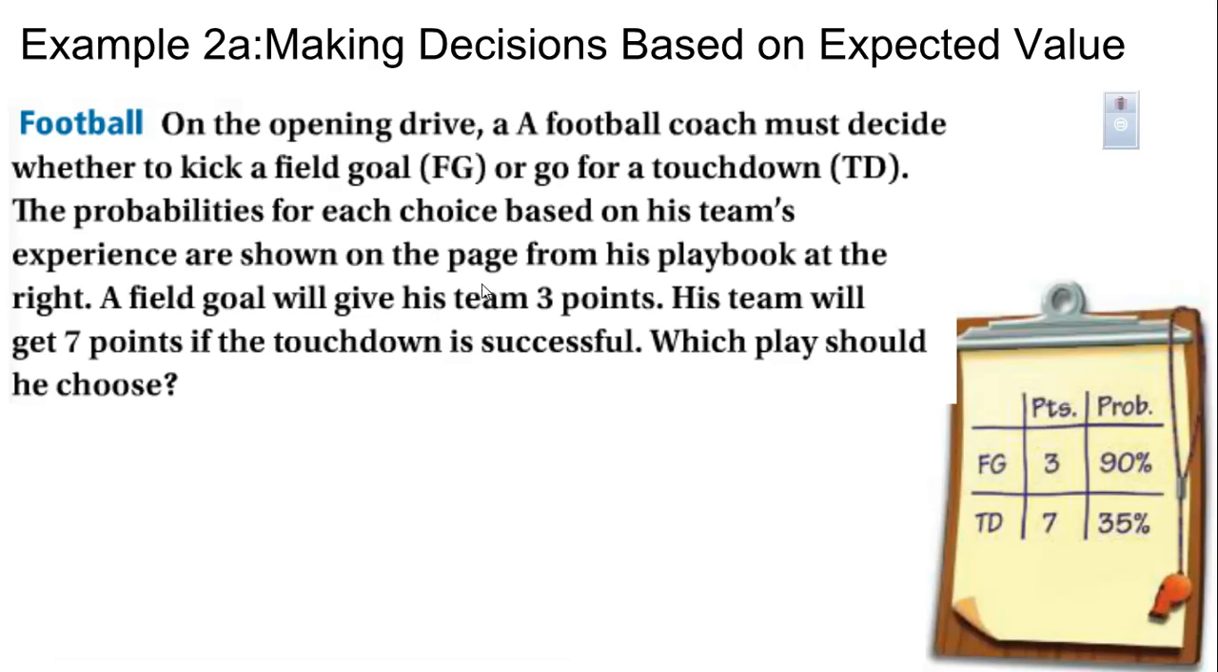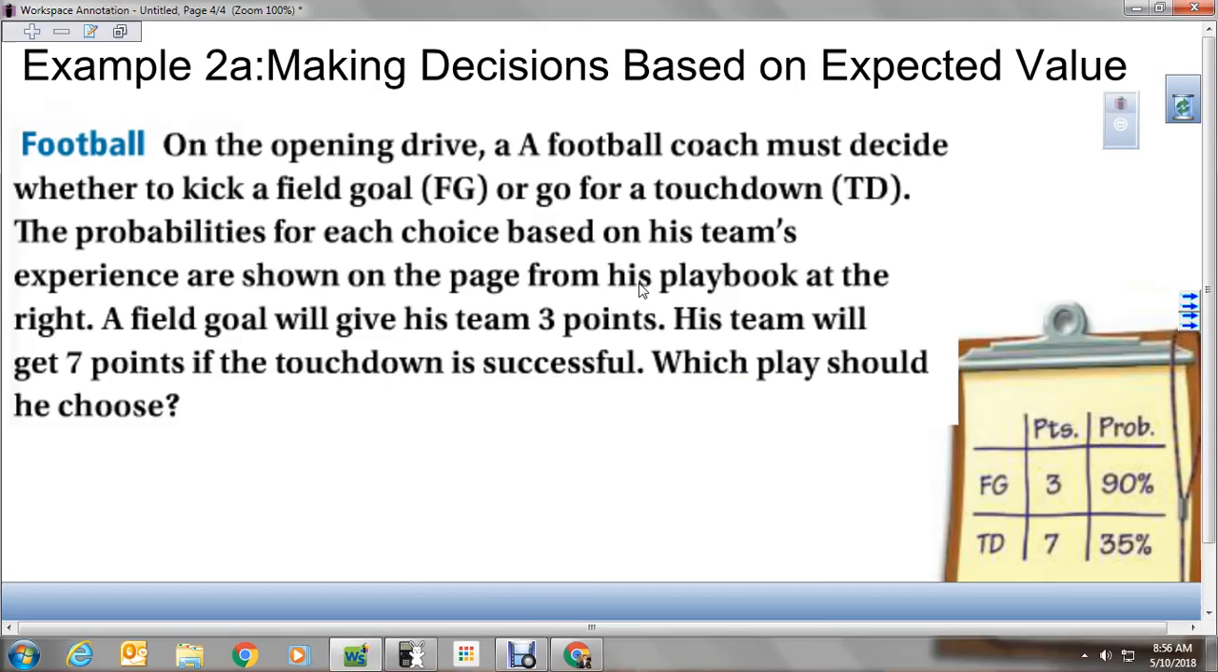On the opening drive, a football coach must decide whether to kick a field goal or go for a touchdown. The probabilities for each choice based on his team's experience are shown from a page of his playbook at the right. A field goal will get his team 3 points. His team will get 7 points if the touchdown is successful. So that means assuming we're going to make the extra point as well. So which play should he choose?